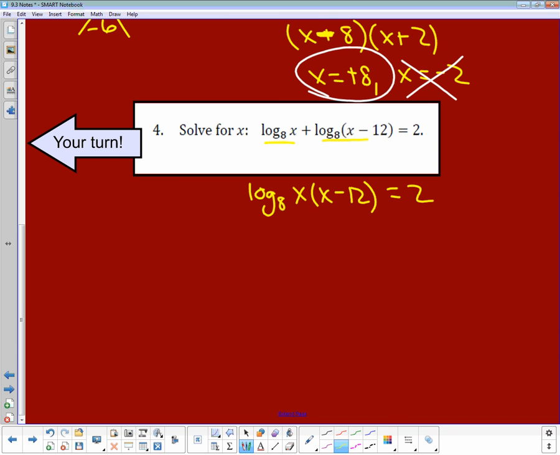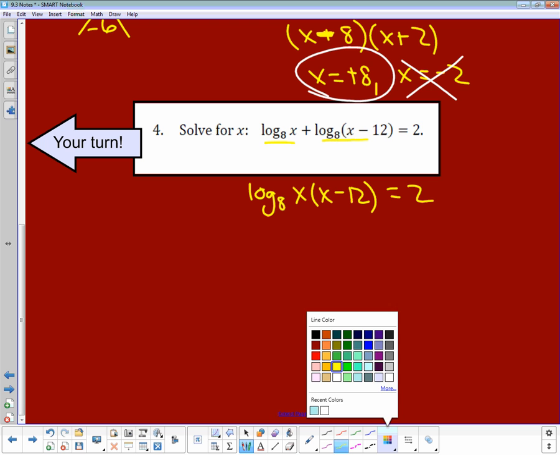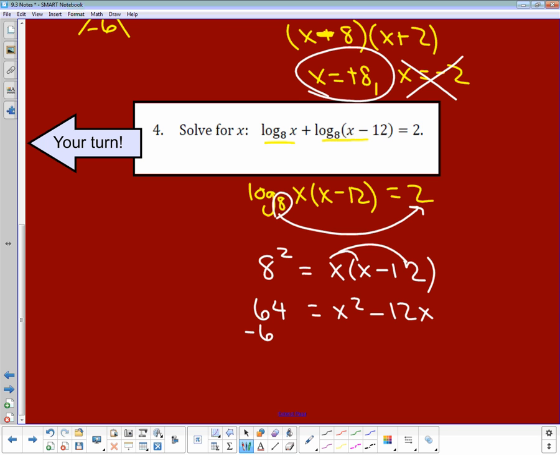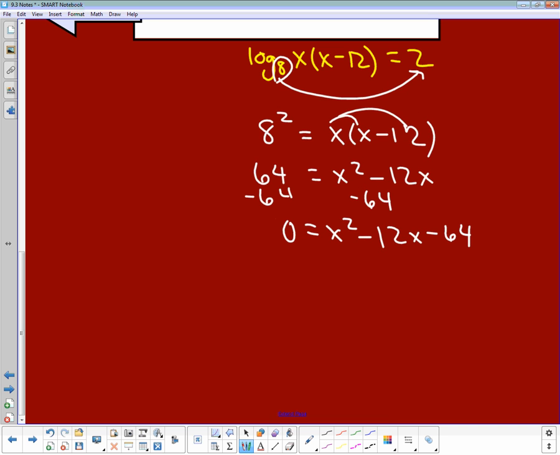What that gives me now is it allows me to take 8 and raise it to the second power. So I get 8 squared is equal to x times x minus 12. I can distribute this, and I get 64 is equal to x squared minus 12x, and then subtract the 64. So I have 0 is equal to x squared minus 12x minus 64. And again, I want to factor and solve.